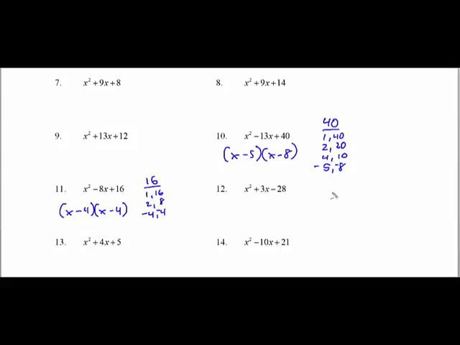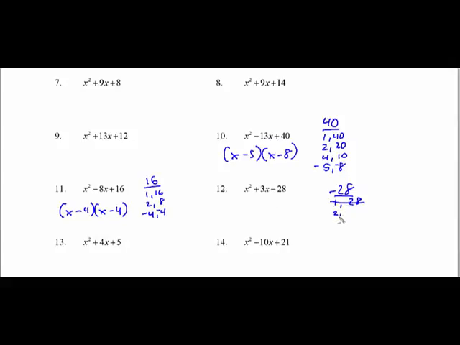Number 12 is a little trickier because here I need a negative 28 when I multiply. When I add, I need a 3, which means that with my 1 and 28, one of them has to be negative. Is it the 1 or the 28? Either way, it's not going to work, because 1 and 28, no matter which ones are negative, you're going to get a 27 or a negative 27, not a 3.